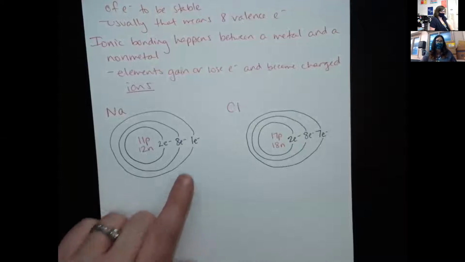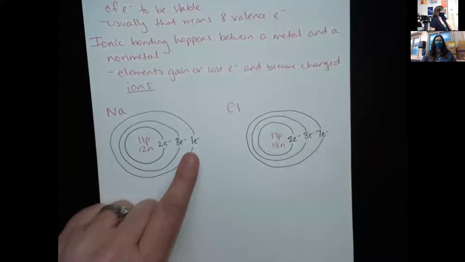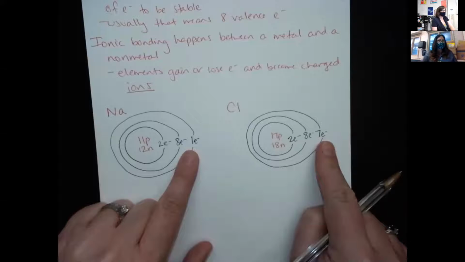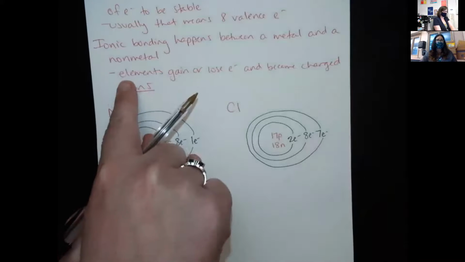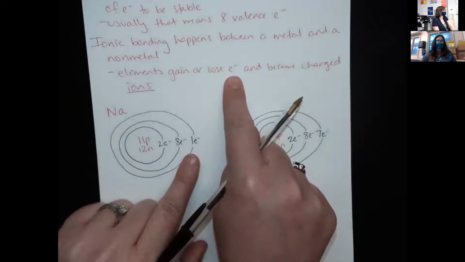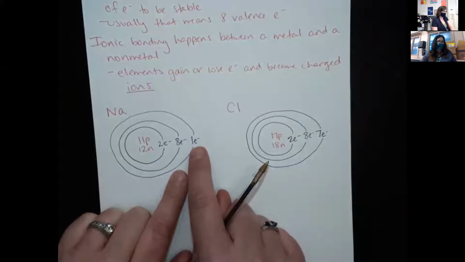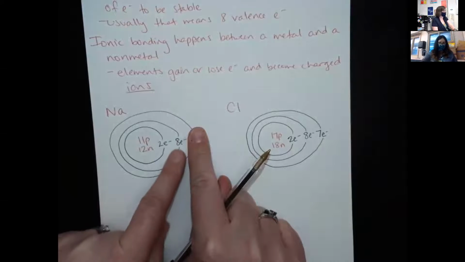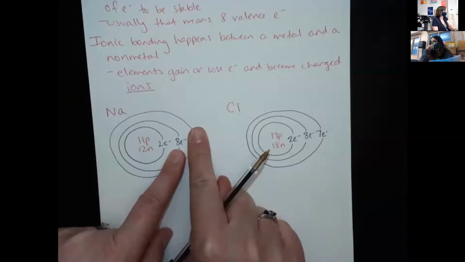Okay. Is sodium fulfilling the octet rule? Does it have 8 valence electrons? No. Is chlorine fulfilling the octet rule? Does it have 8 valence electrons? No. But ions are formed when elements gain or lose electrons, and then they become something called ions. What if we gave away this 1 electron from sodium? Now does it fulfill the octet rule? If we take away the third energy level electron, does it now have 8? That makes it chemically stable. And so it's going to give away its electron.